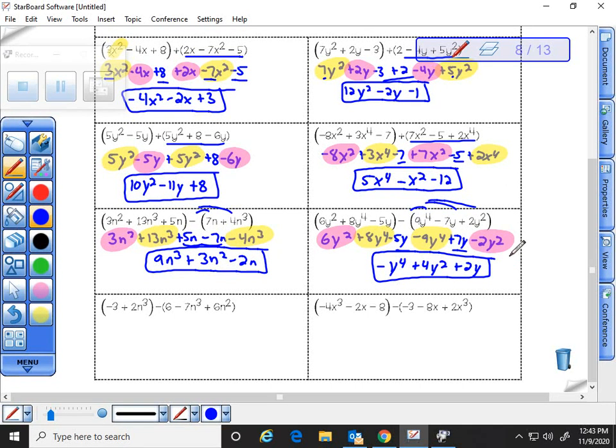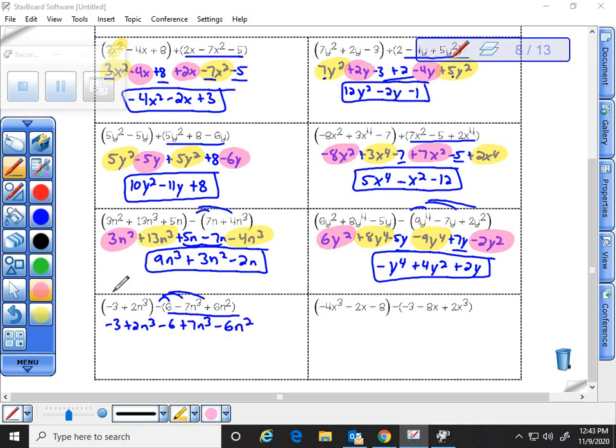Alright, next one here. Subtraction sign changes all the signs. So this first one stays the same. And then that 6 becomes a minus 6, a plus 7n cubed, and a minus 6n squared, changing the signs of all 3 of them.